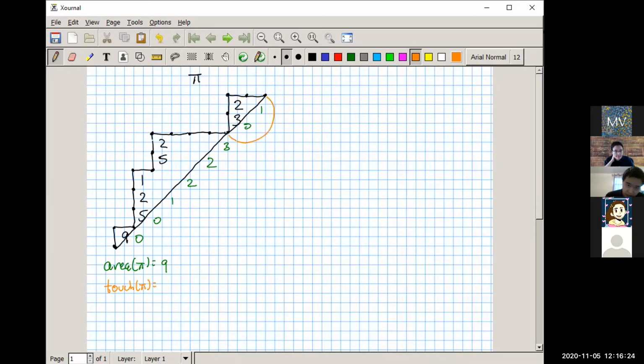Okay, so then let's see, touches, we're going to look at these. Is it 152 or 251? So touch here should be 152. So you read from the bottom going up. Okay.